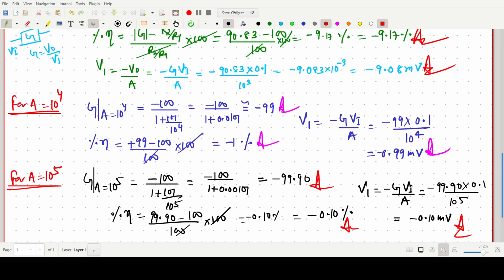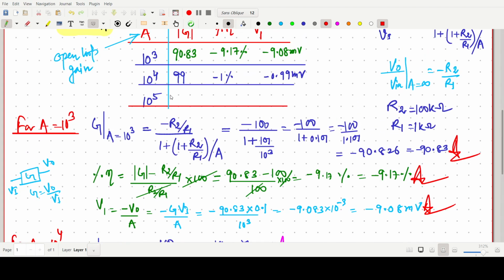So for 10 to the power 5 we can directly write here, the gain is coming 99.90, and the percentage error is coming minus 0.10%. And this V1 value will be 0.10 millivolt. This was about part A.